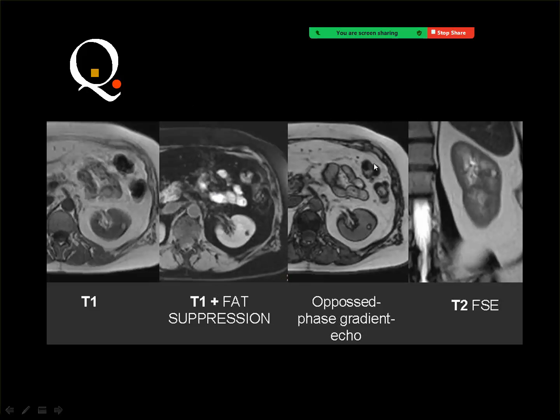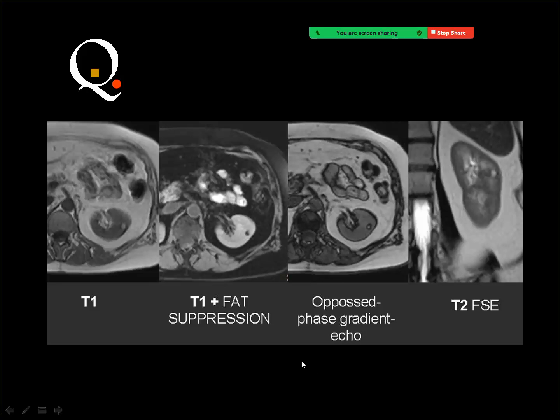Yes, and this is a very small angiomyolipoma of the kidney. The lesion contains fat. It is bright in the T1 and suppressed in the fat-suppressed images, denoting the presence of fat.